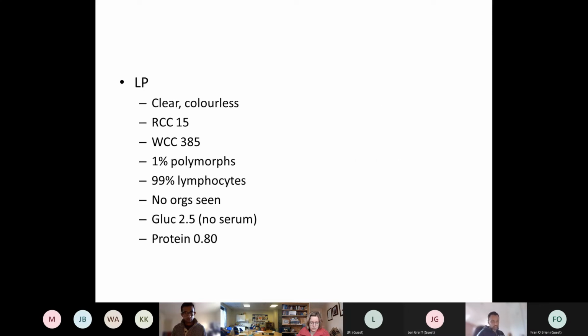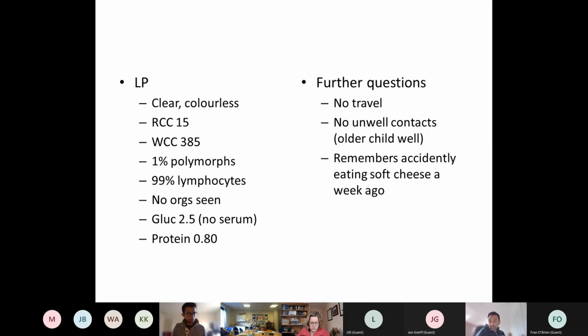It's this time clear and colourless. White cells are raised at 385, 99% lymphocytes, no organism seen. Glucose 2.5, again no blood glucose though, and the protein's very slightly raised at 0.8 with the limit being 0.5. We ask a few things: no travel, no unwell contacts. She remembers accidentally eating some soft cheese a week ago, and that was specifically asked.